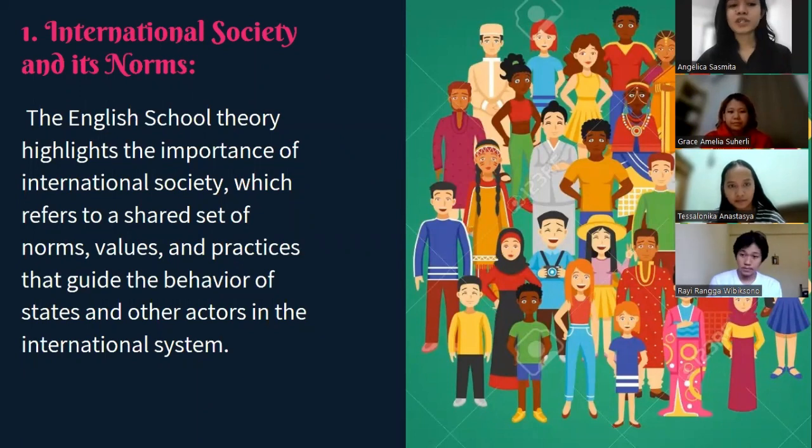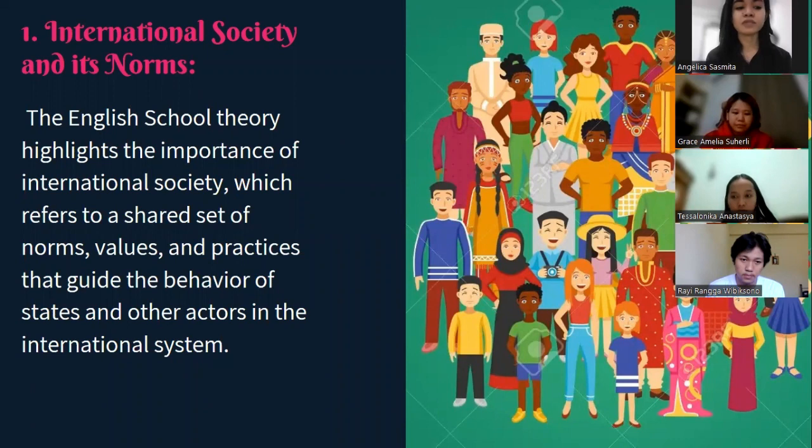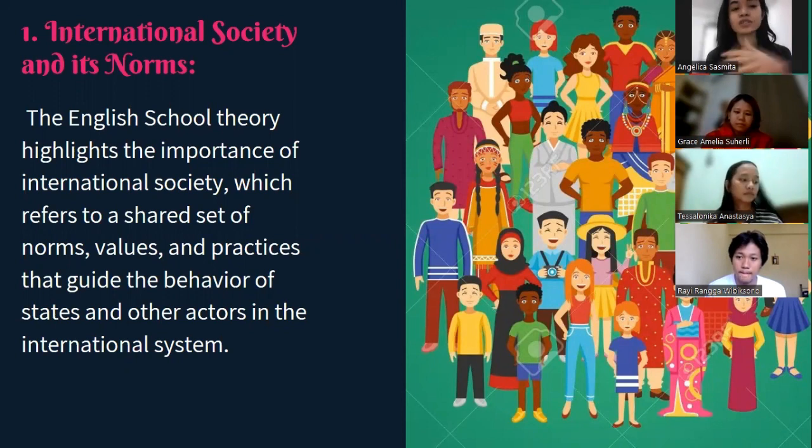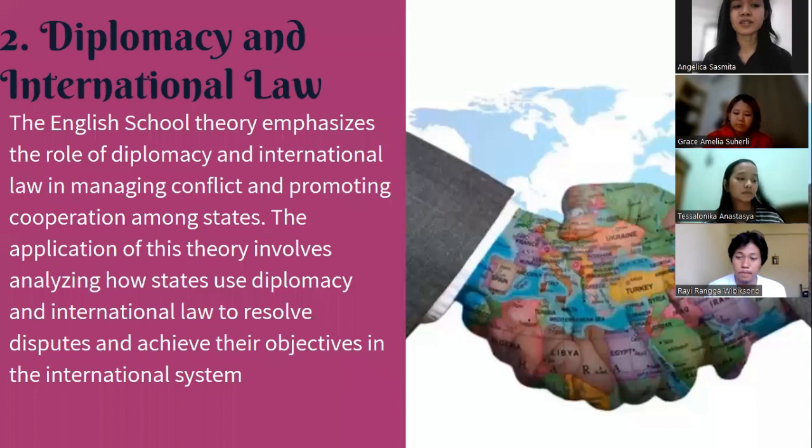So the English school theory highlights the importance of international society, which refers to a shared set of norms, values, and practices that guide the behavior of states and other actors in the international system. So what it actually means is, in the world there are so many norms, values, and practices according to the people in the world, so it can shape the international society itself. And next is diplomacy and international law.